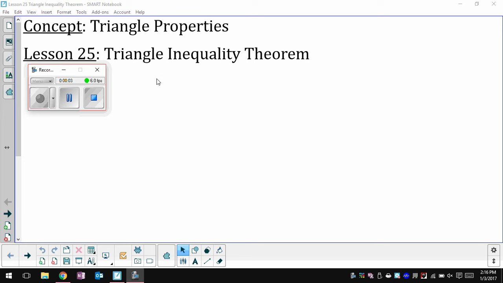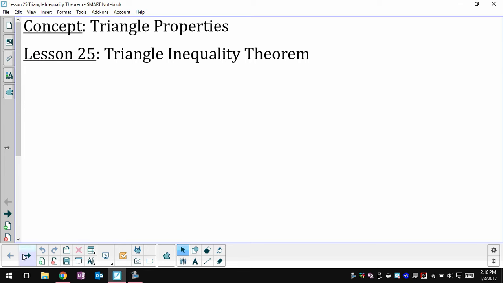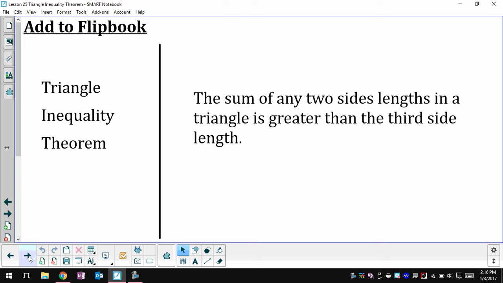Today we're going to talk more about the side lengths in triangles, and we're going to talk specifically about the triangle inequality theorem. So add this to your flip book.